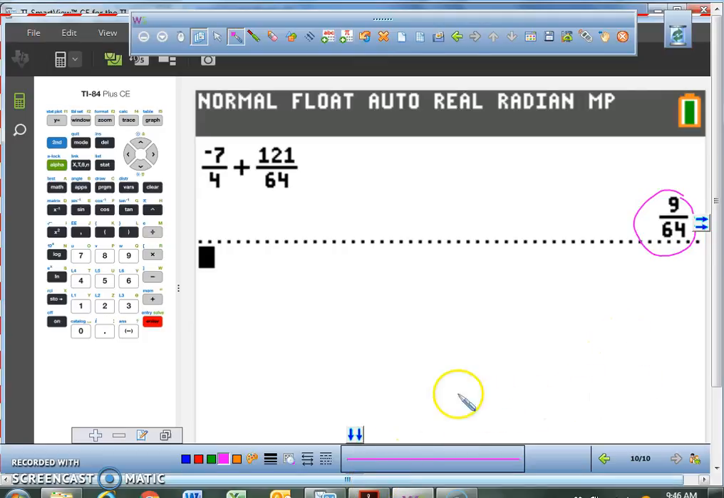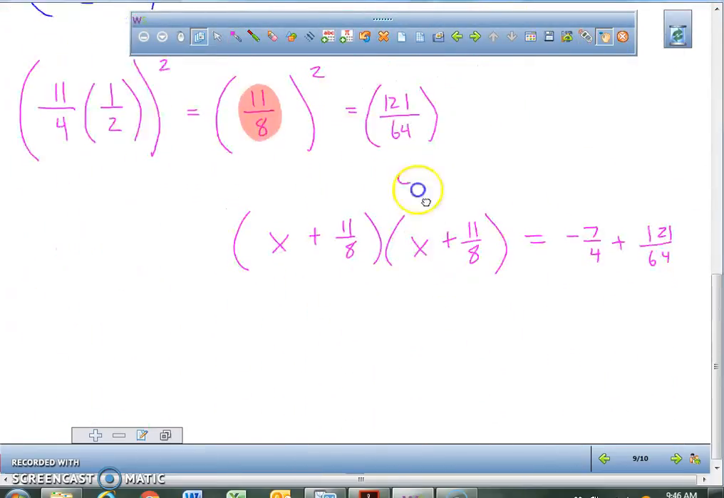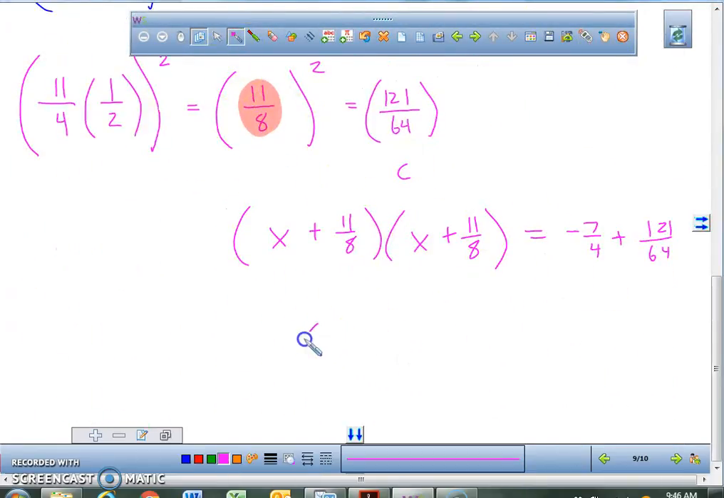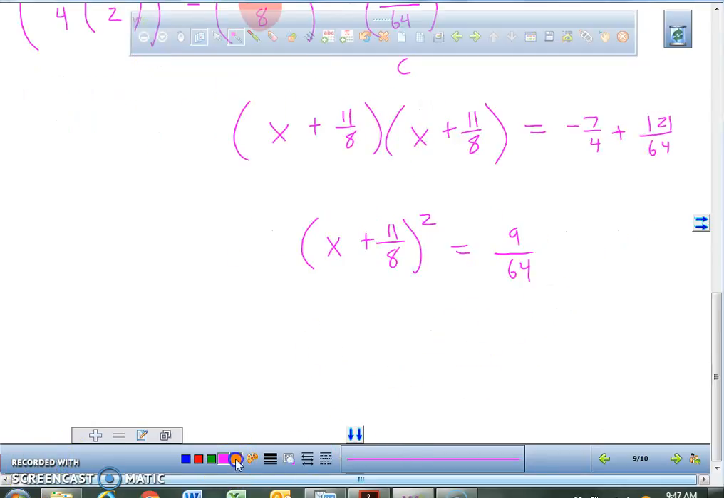All right. So we're going to go back right here, and here's what I want you to write. X plus 11 over 8 squared equals 9 over 64. We're almost done, to the last step. What's our final step before we break it into 2 equations? We have to take the square root of this.